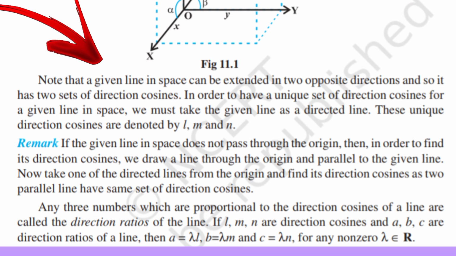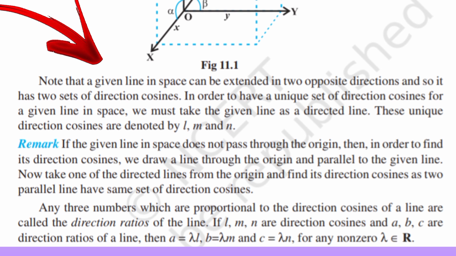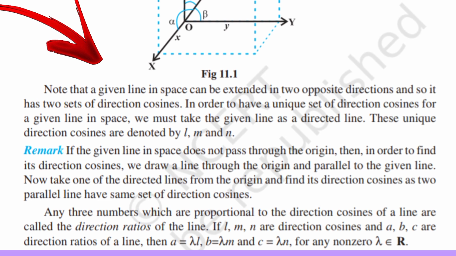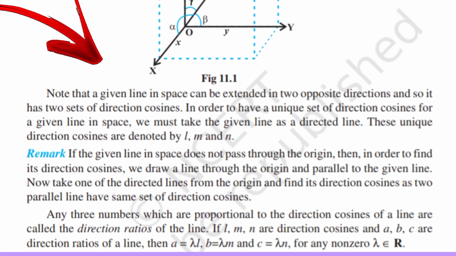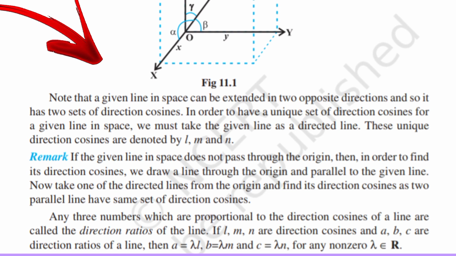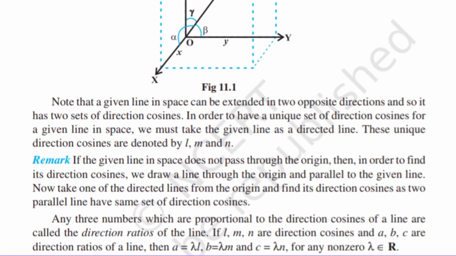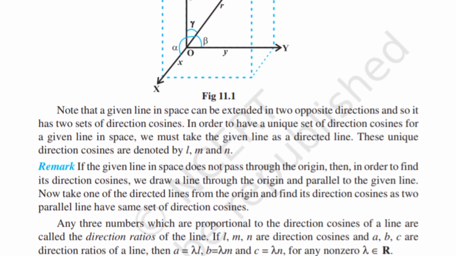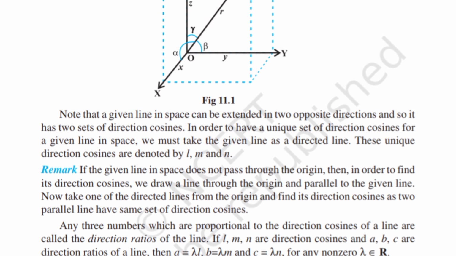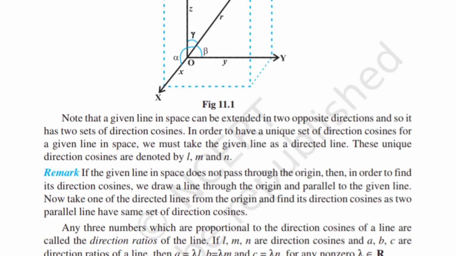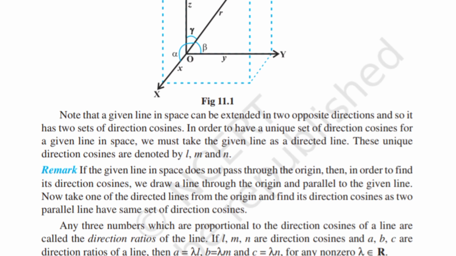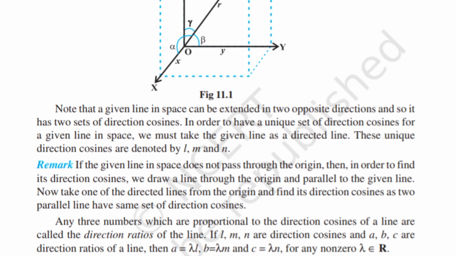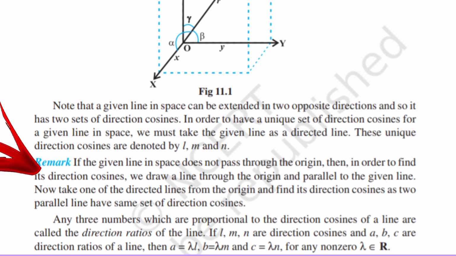Note that a given line in space can be extended in two opposite directions, and so it has two sets of direction cosines. In order to have a unique set of direction cosines for a given line in space, we must take the given line as a directed line. These unique direction cosines are denoted by l, m, and n. Remark: if the given line in space does not pass through the origin, then in order to find its direction cosines, we draw a line through the origin and parallel to the given line. Now take one of the directed lines from the origin and find its direction cosines, as two parallel lines have the same set of direction cosines.